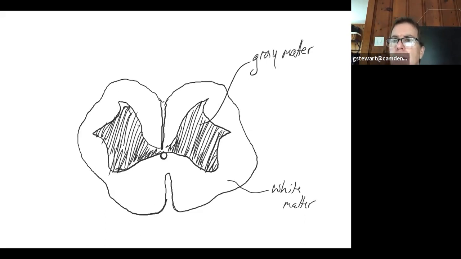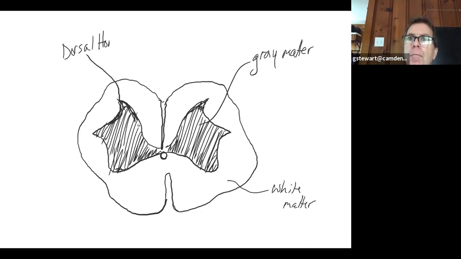We call these pointy areas sticking up like this the dorsal horns, because they're horn-shaped. There's one on either side. Remember, this is a cross-section, so this would be the posterior side of the person, the back side, and this would be anterior.